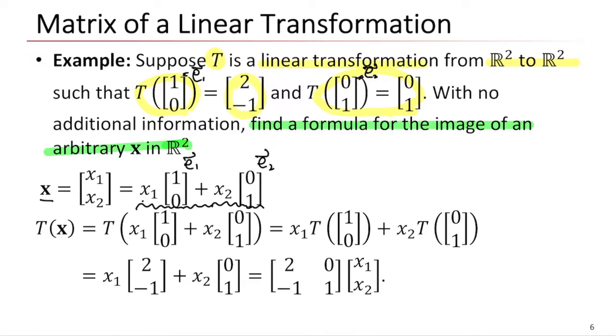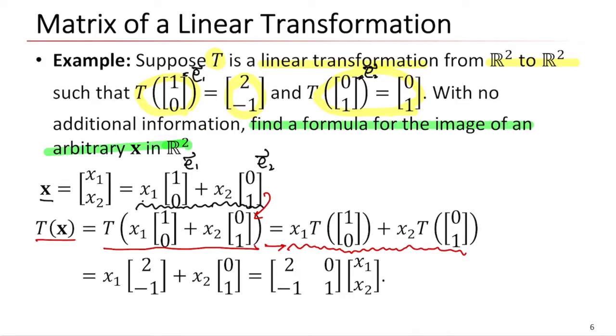Okay, so we want to find the formula of the T of x, and it can be represented something like that, right? From this property. Then because this transformation is a linear transformation, there is some addition and multiplication property from here to here, right? So we can represent this formulation something like that.